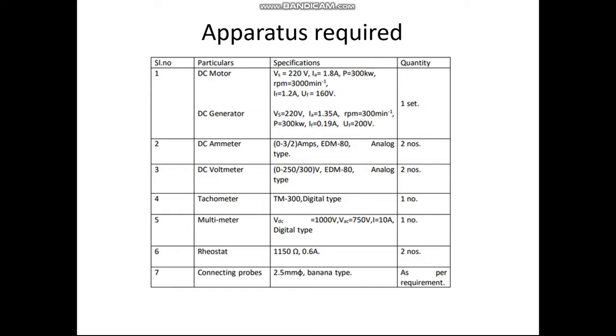We need two ammeters, two voltmeters, a tachometer to measure the speed, a multimeter, then two rheostats, and we need connecting probes as required.